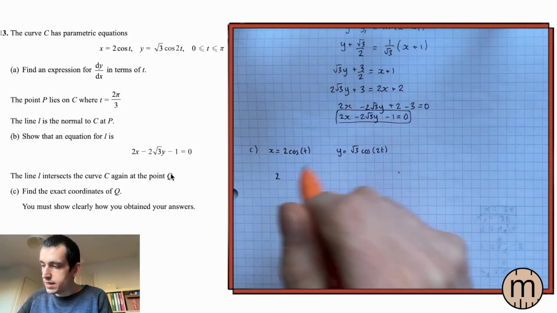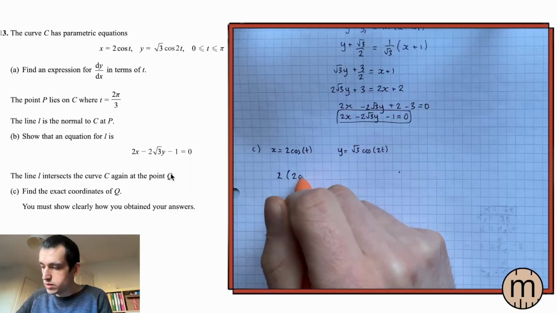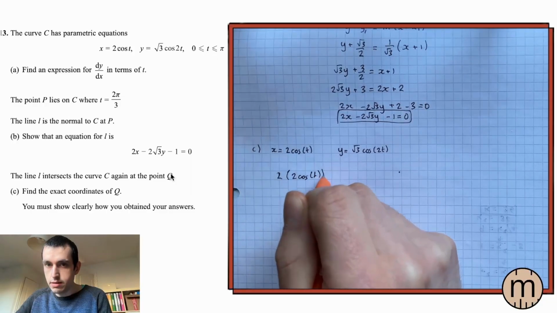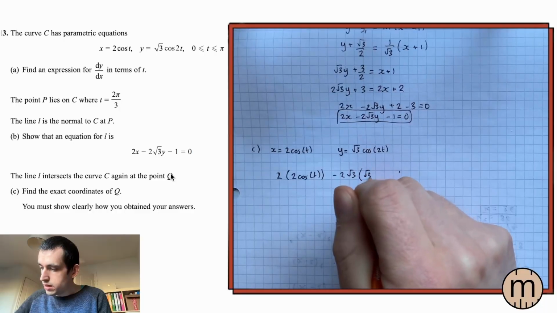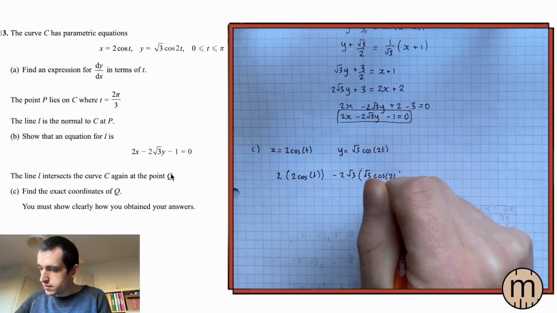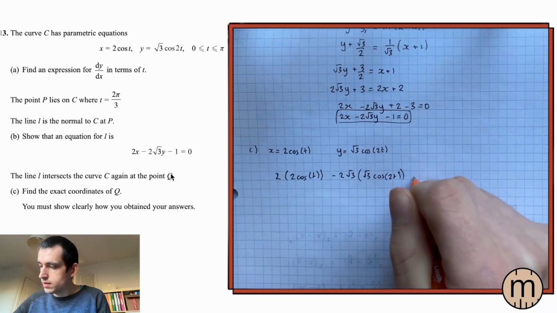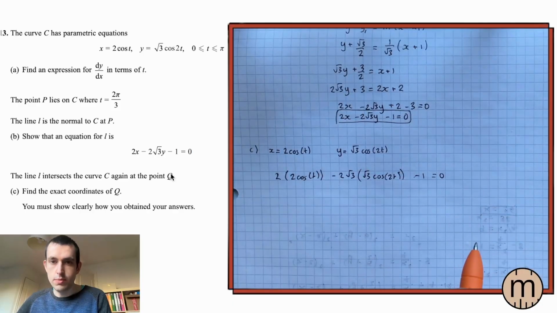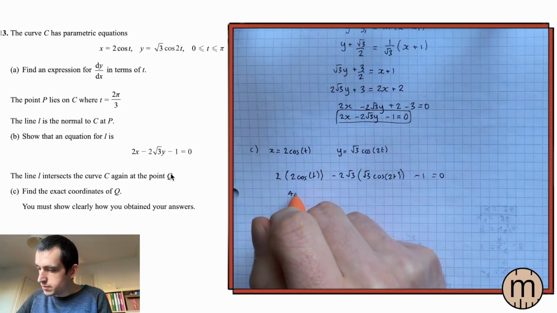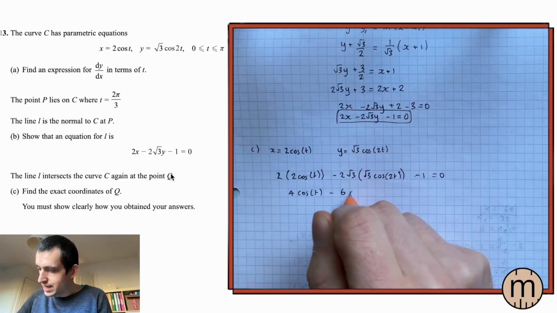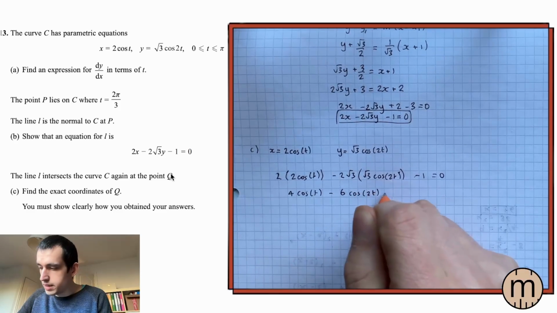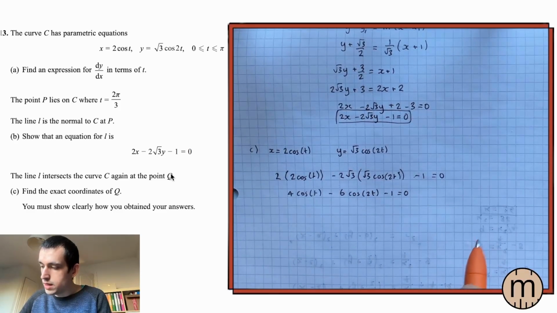So 2x, I'm going to write as 2 times 2 cos t. 2 root 3y, I'm going to write as this. Minus 1, I'm going to write as minus 1. Let's do a bit of expanding. So 4 cos t minus 6 cos 2t minus 1 equals 0.